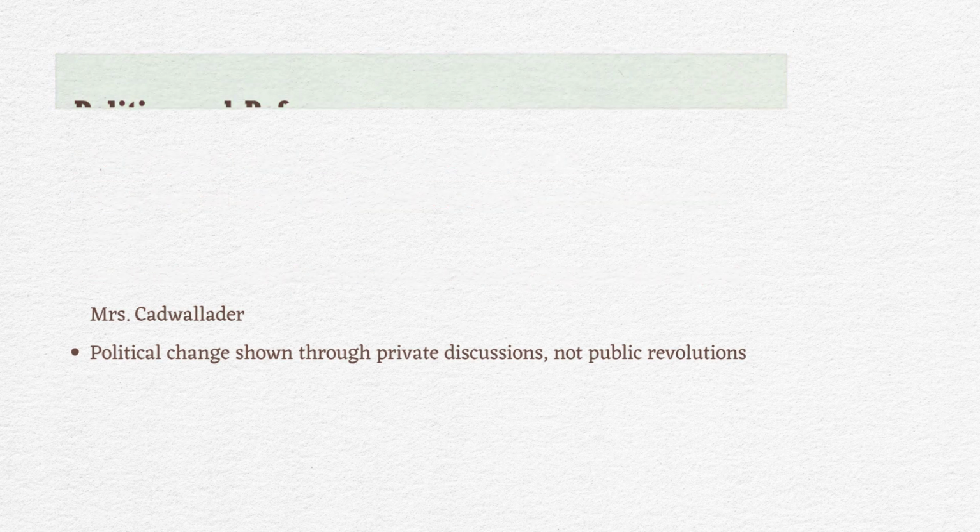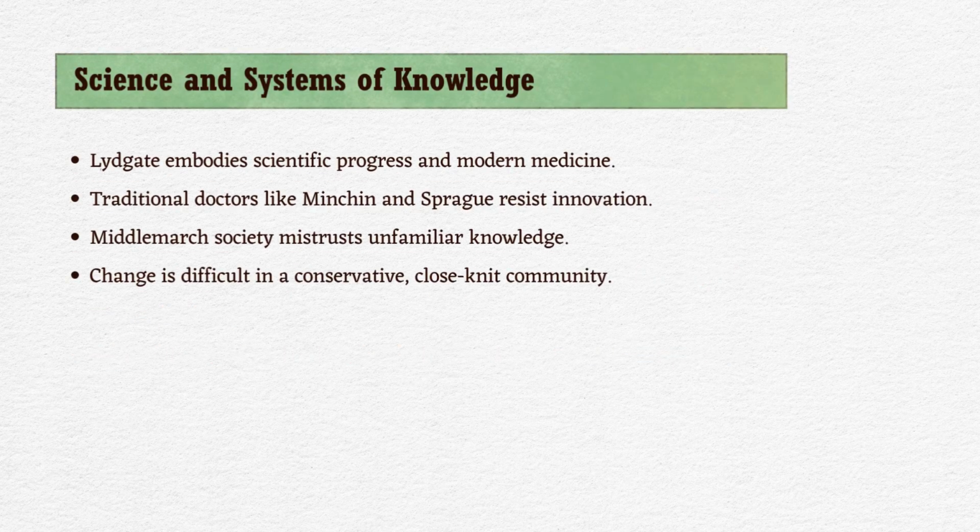Let's move on to the theme of science and systems of knowledge in Middlemarch. Lydgate arrives in Middlemarch as a symbol of scientific advancement. Having studied modern medical techniques in Europe, he represents progress and rationalism. At first, the town welcomes him, intrigued by his new ideas.